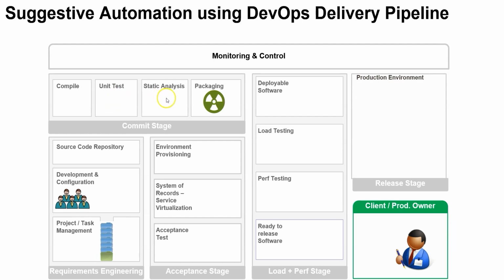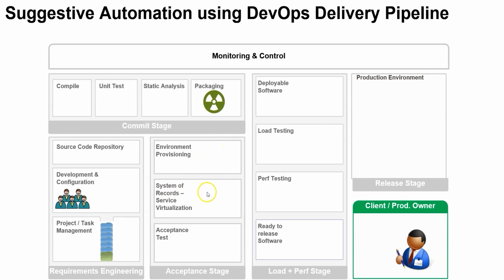Then static analysis. Static analysis is nothing but checking whether we are following the code standards or not. In case some vulnerabilities or security alerts are there, they can be analyzed in the static analysis. Once it is fine, then it goes to the packaging. From packaging, it goes to environment provisioning. To deploy this package, we need servers, right? Those servers are containers or VMs. Here we are going to provision those systems.